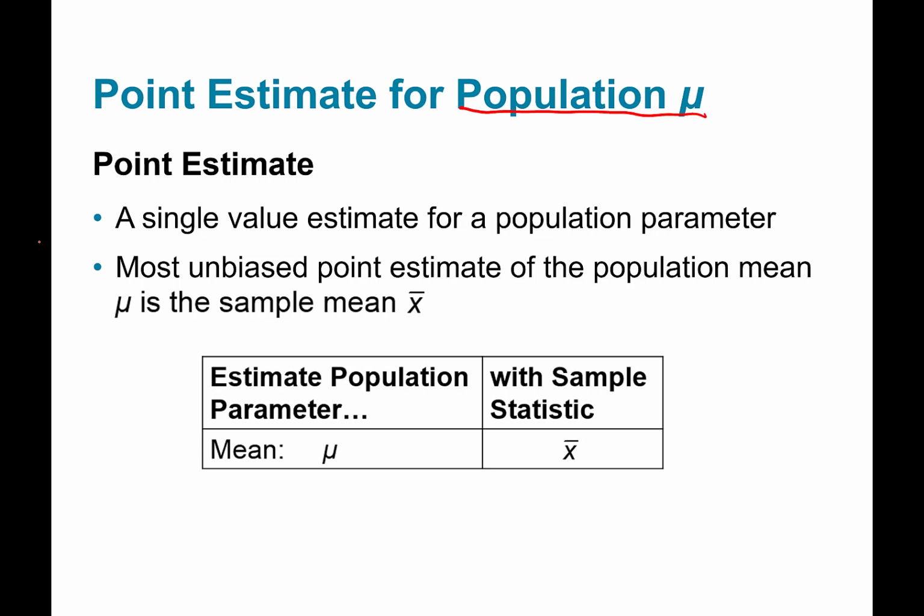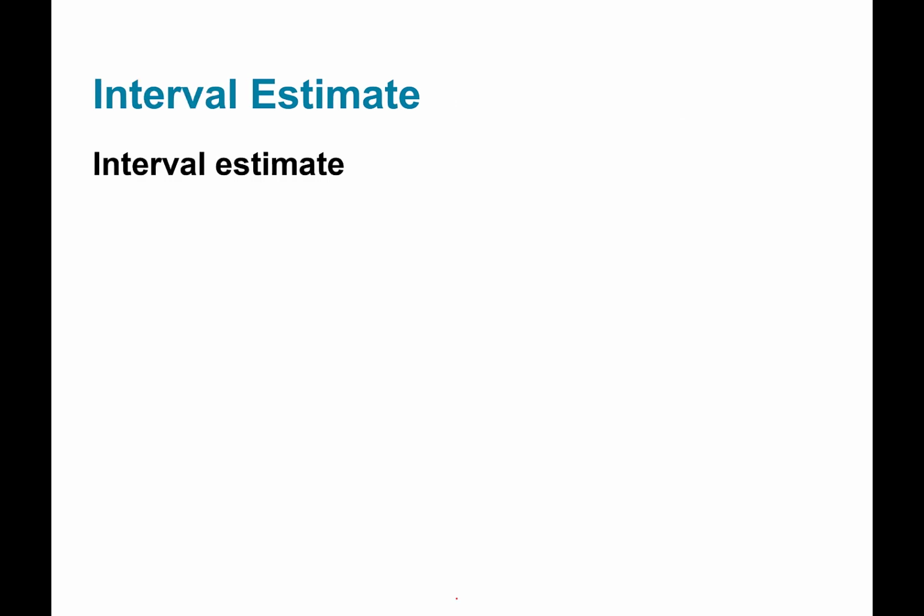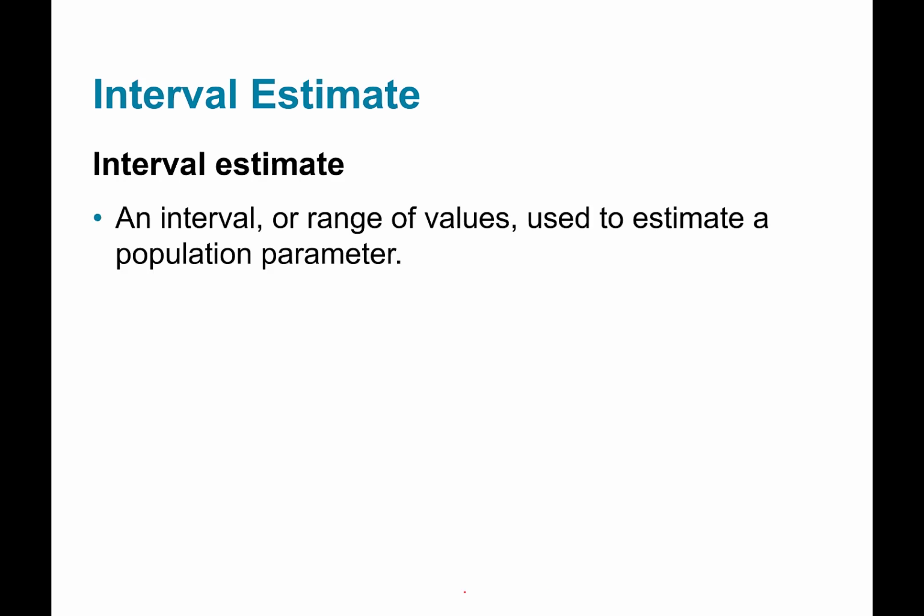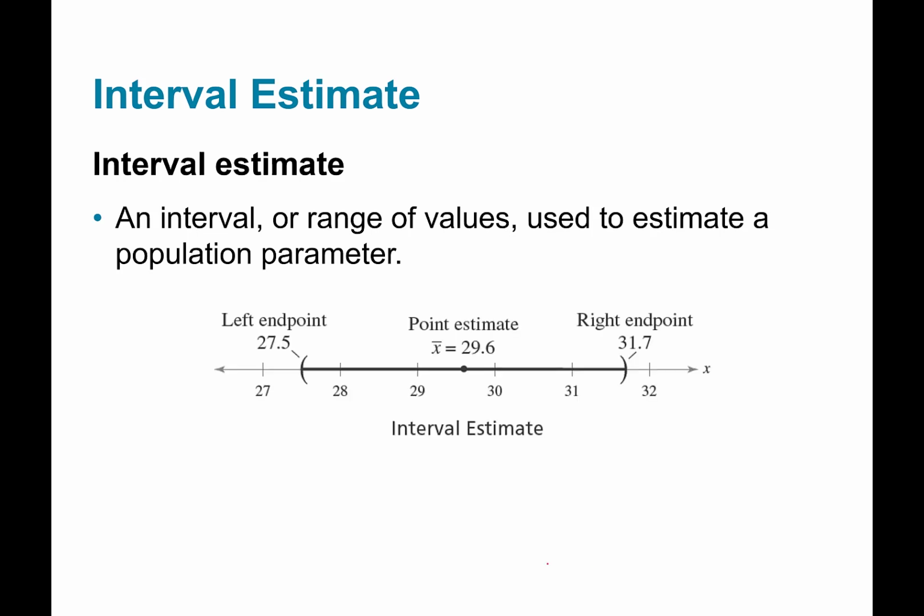So what we want to do is look at something a little bit better, and that's going to be an interval estimate. An interval estimate is an interval or a range of values used to estimate a population parameter. We're still going to build this interval based on our sample mean. We're still going to use that point estimate to build this interval, but we're going to get a range of values that our mean could be.